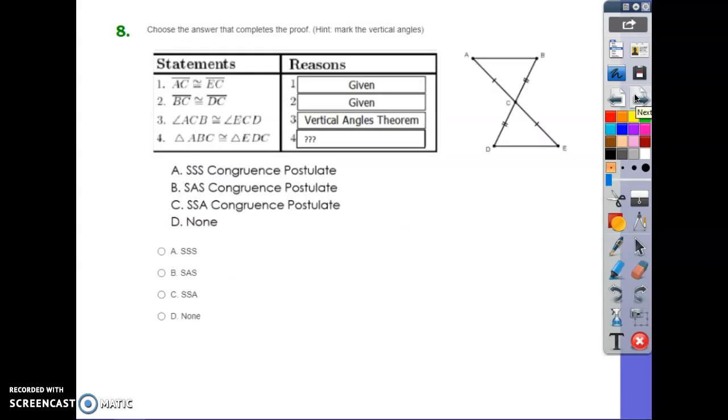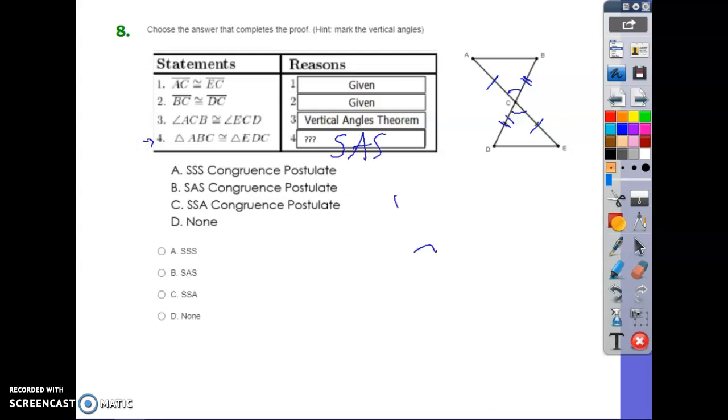Number 8, so AC is congruent to EC, BC is congruent to DC, and notice this information is already on the diagram. That's nice. And then these 2 angles are congruent, so that's the vertical angle theorem. So therefore, the last step is these 2 triangles are congruent. What are they congruent by? They're congruent by SAS, side, angle, side.